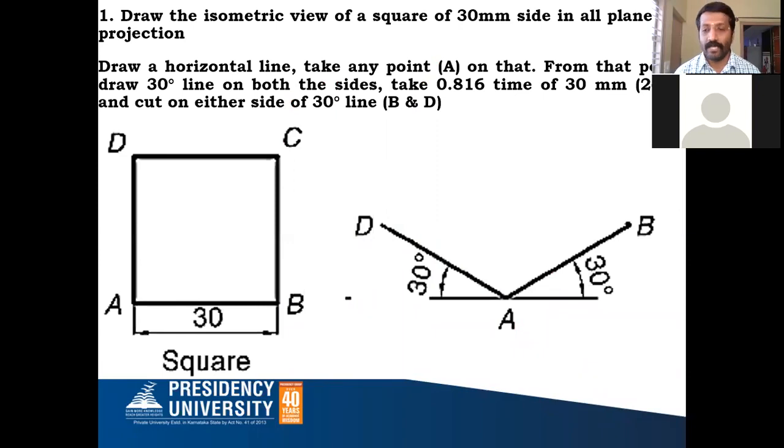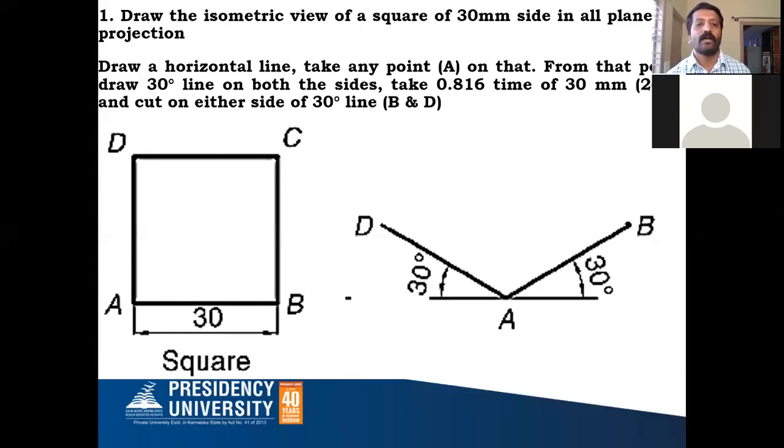Okay. So first you draw a square. What is a square? Where all the four sides are equal. I have drawn a 30 millimeter square like this. This is the actual square you have to draw here to scale, and you can name it 1, 2, 3, 4, or A, B, C, D, anything you can name it. So after that, just now we have discussed the procedure how to draw the isometric projection.